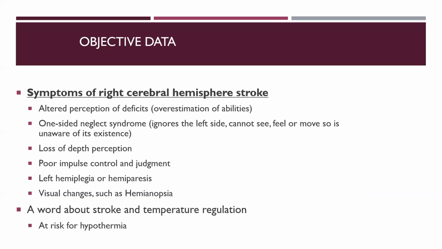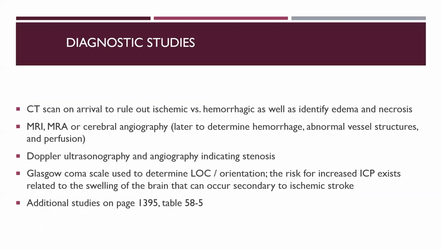They have impulse control that is poorly managed, and judgment is poor, they just can't make good decisions. That left hemiplegia or hemiparesis, we're going to have those visual changes again. Also, they're at risk for hypothermia, so it's definitely important to look at their temperature and know that they can't regulate their temperature.